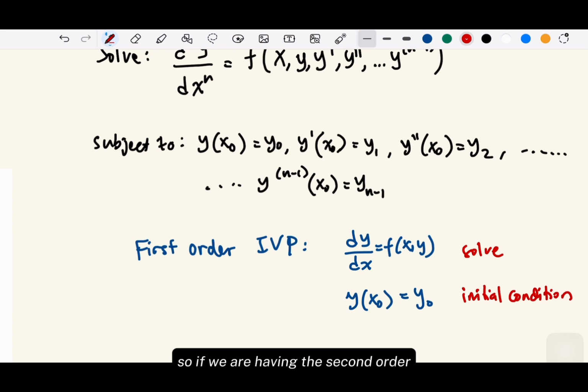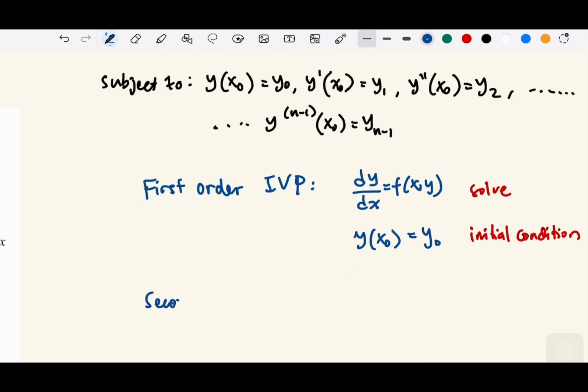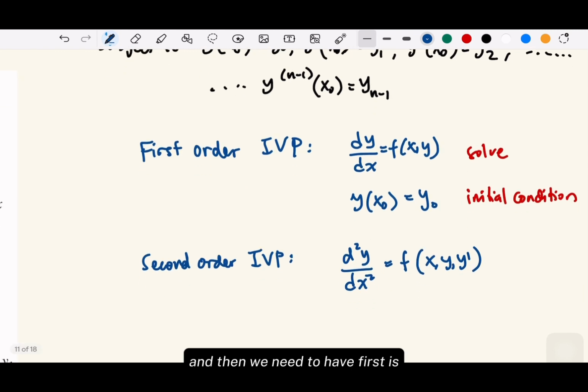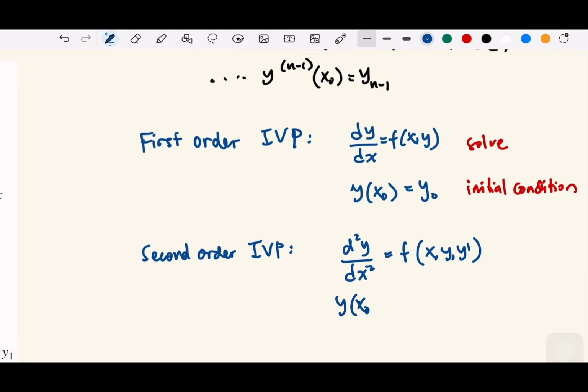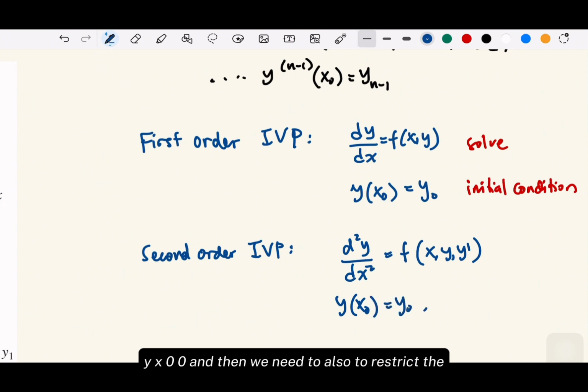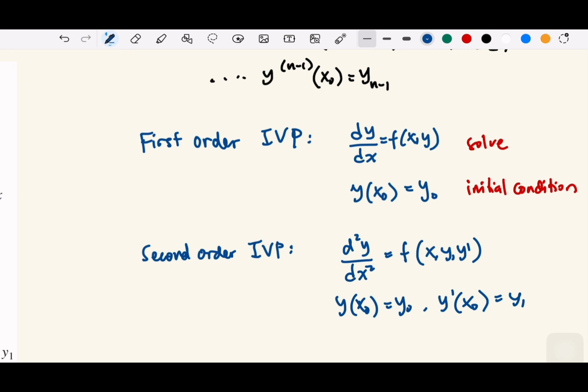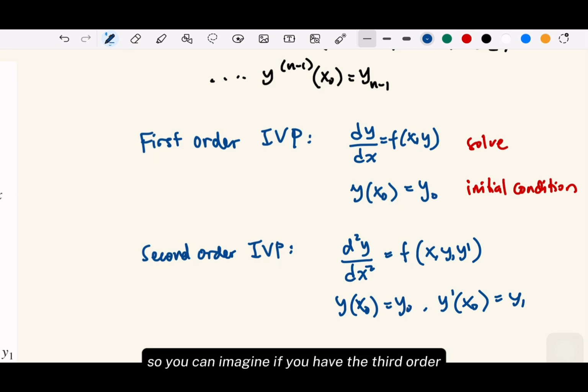So if we are having the second order, x, y, y prime, right? And then we need to have, first, y(x0) = y0, and then we also need to restrict the first derivative. So you can imagine if you have the third order, the fourth order, then the initial conditions will also increase.